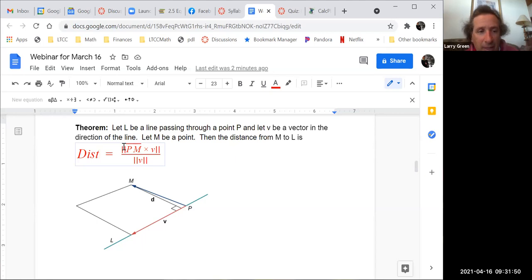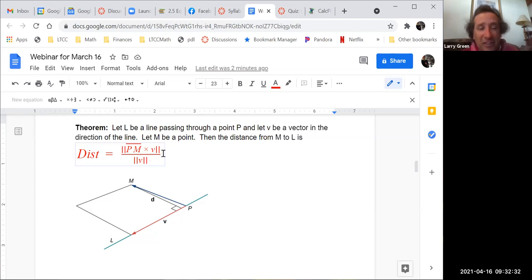Do you remember what the cross product does in terms of geometry? If you take a vector cross another vector, and you take the magnitude, geometrically, what do you get? Yeah, you get the area of the parallelogram. So we know that the area of the parallelogram that we've gotten, which is this vector V and the vector PM, that area is the magnitude of the cross product. Any questions on that?